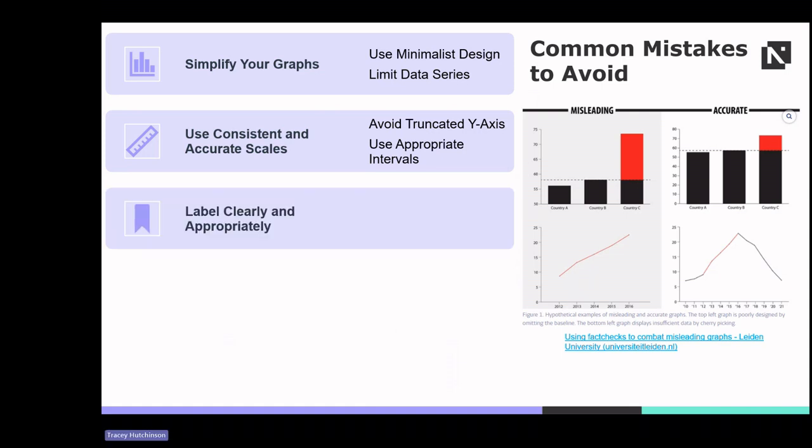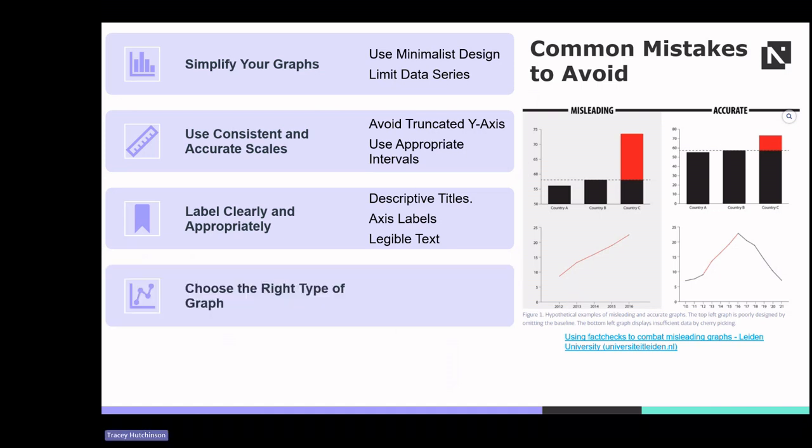Make sure all elements of your graph are clearly labeled and understandable. Provide a clear, concise title that explains what the graph is about. Use readable fonts and size. Ensure that labels and legends are large enough to be easily read.